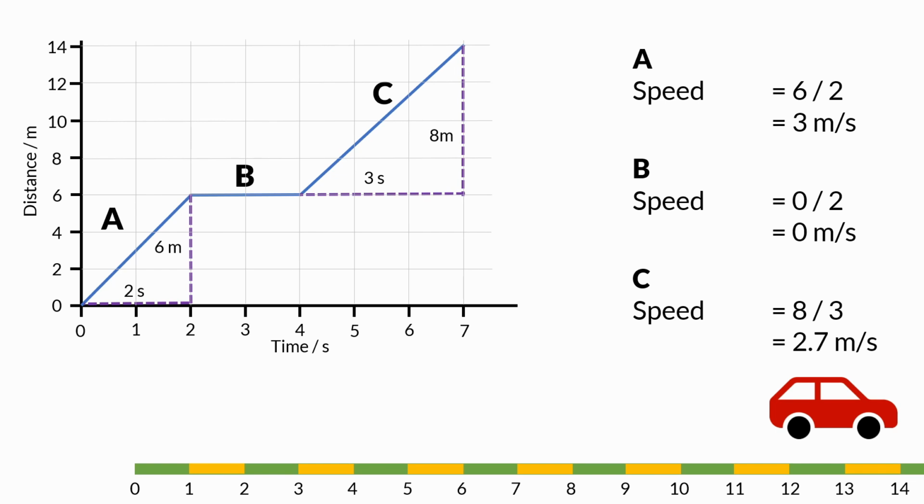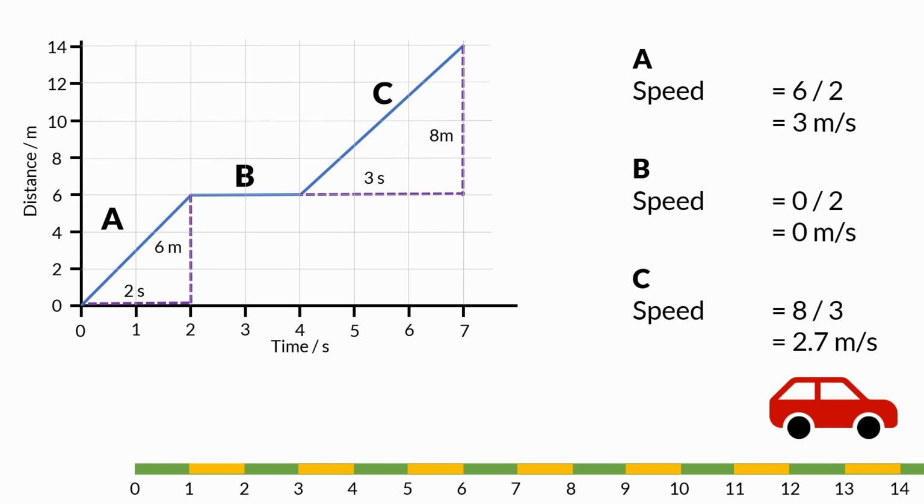One important thing to note is that you cannot find an average speed by adding up the individual speeds. Here we've got a speed of 3 plus 0 plus 2.7, so that's 5.7. And 5.7 divided by 3 is about 1.9. Now that's not the average speed. The average speed was 2. It was 14 divided by 7.